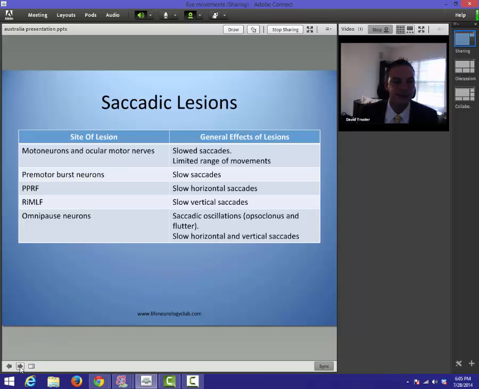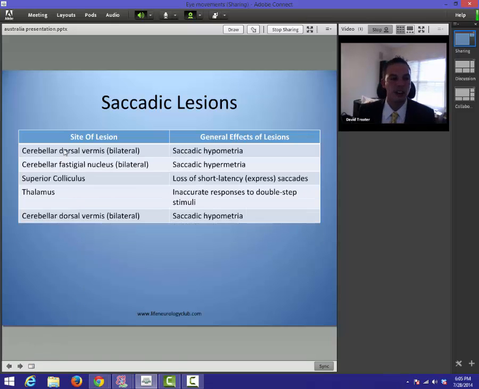We're not going to. So different lesions give different findings. Premotor burst neuron lesions give slow saccades. With motor neurons, the ocular motor nerves, you could have a slow saccade if it's subtle. If it's bigger, you could have a limited range of movement, like we talked about with the abducens nucleus. Your RIMLF is slow vertical, PPRF slow horizontal, like we talked about. Omnipause neurons inhibit burst neurons, and lesions there give you saccadic oscillations. Cerebellar dorsal vermis gives you hypometria of saccades. Your fastigial nucleus is hypermetria.